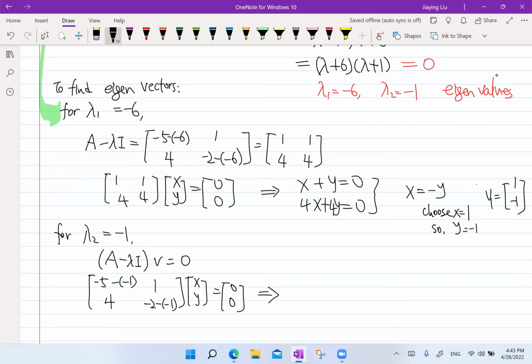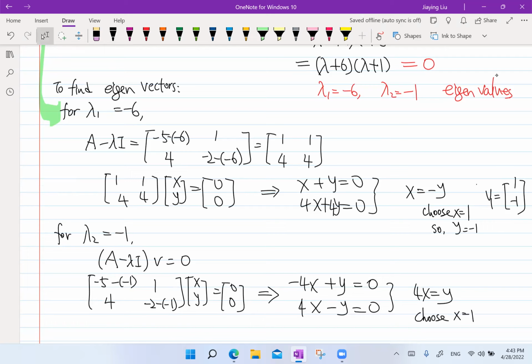And that will give us -5 plus 1, so -4x plus y, and then we have 4x minus y, both equal to 0. Again, two equations, really just one equation: 4x equals y. We have to choose the x value. So choose x equals 1, so y equals 4. So we get this v2, which is (1, 4).